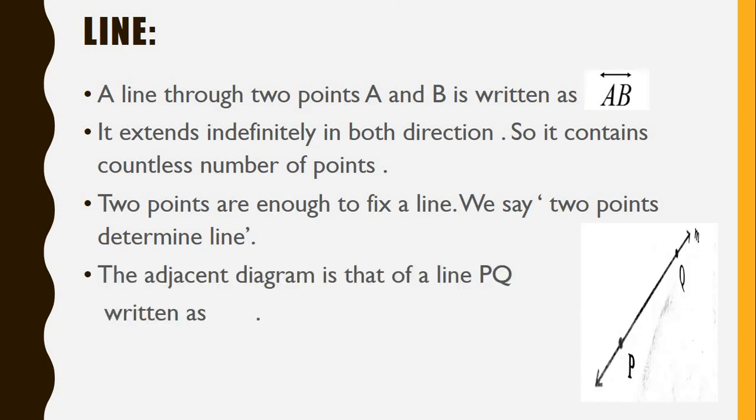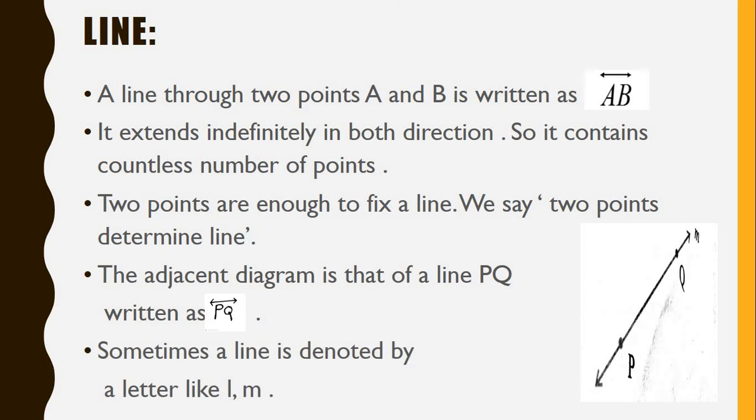The adjacent diagram is that of a line PQ, written as line PQ. Sometimes a line is denoted by a letter like L and M. So there are two ways to represent a line. We can use both the endpoints and write it like this, or by a single small letter we can also represent the line. Now let's discuss some different types of lines.